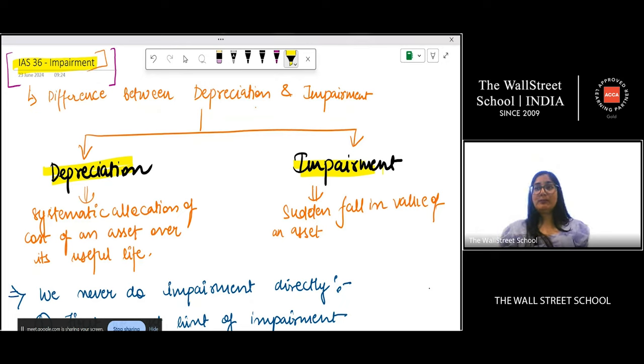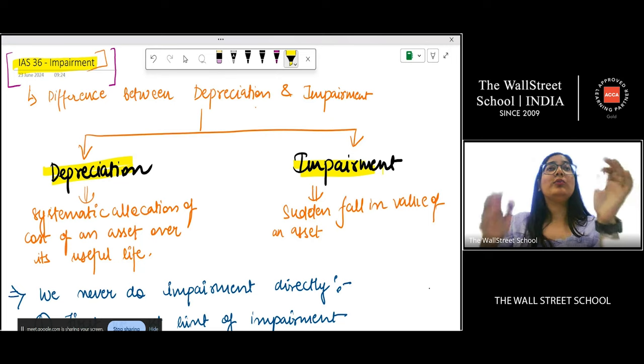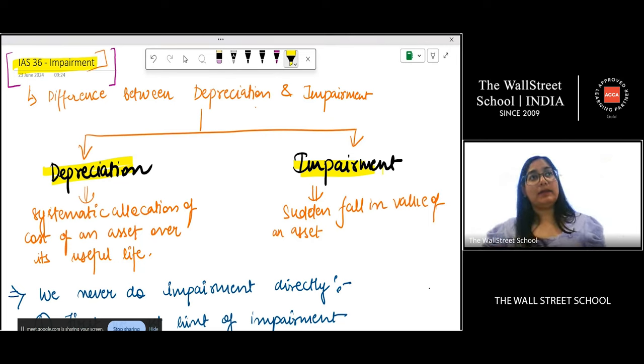Here, what do we mean by useful life of the asset? Let's say we have purchased a laptop, and that will be used for another 10 years. So for 10 years, we'll be depreciating the asset based on that useful life, right? But under impairment, what happens? Under impairment, the value of the asset suddenly falls. It may be because of damage or maybe because of some change in the industry. Whenever there is any hint, then only we do impairment testing.